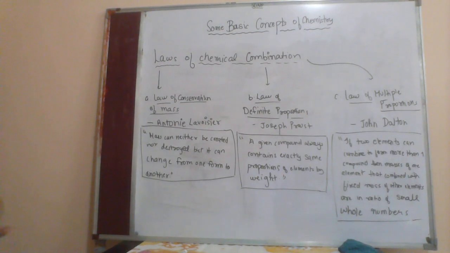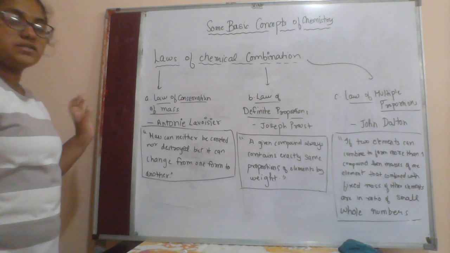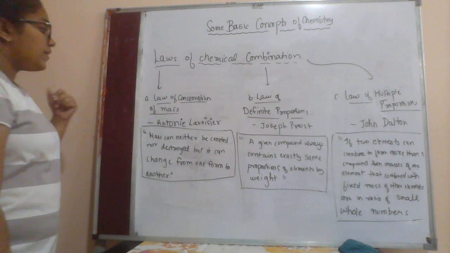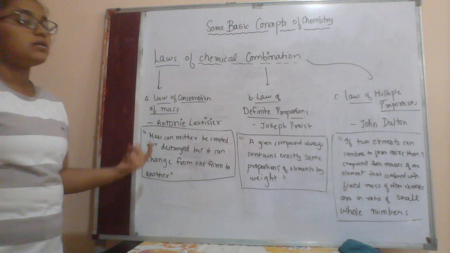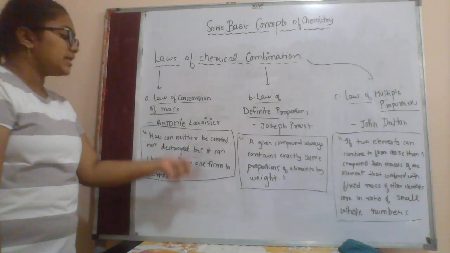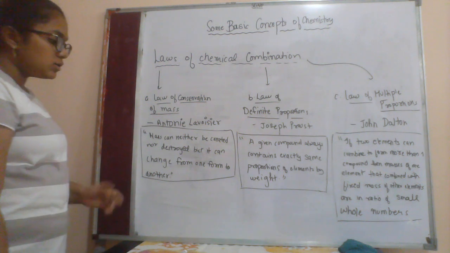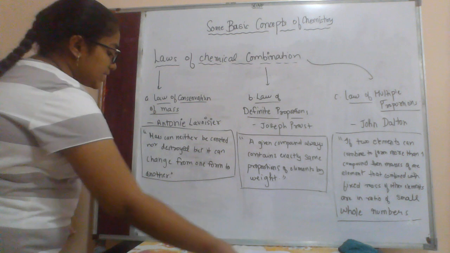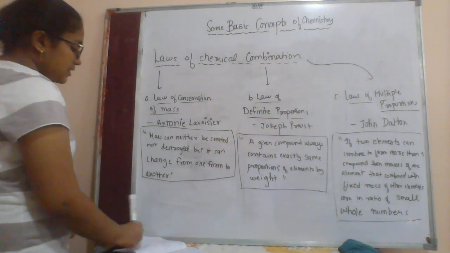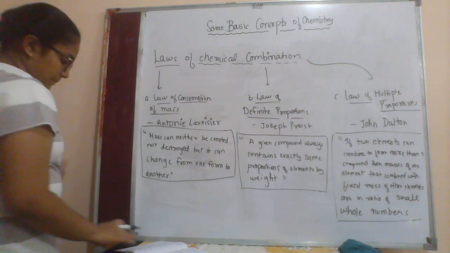So now coming to the laws of chemical combination. There are total 5 laws. Firstly, let's discuss the law of conservation of mass. This is a very common law that we have discussed in our lower classes as well. This law is given by Antoine Lavoisier. The law states that mass can neither be created nor destroyed, but it can change from one form to another. For example, let's take a simple reaction, the formation of ammonia.